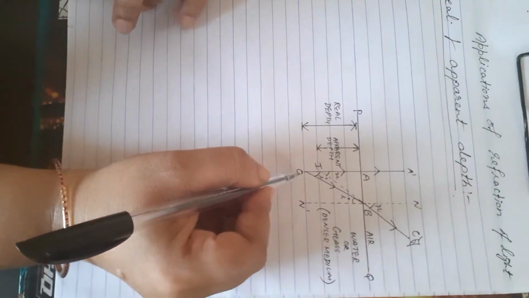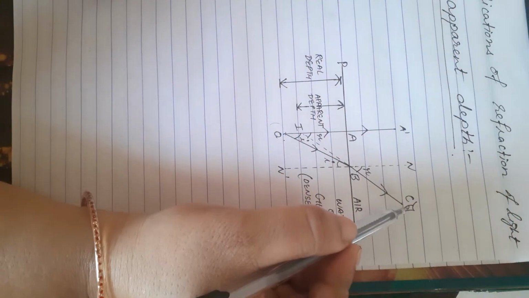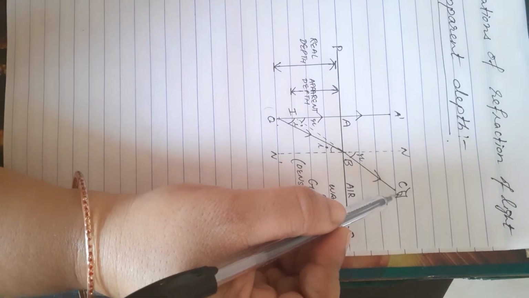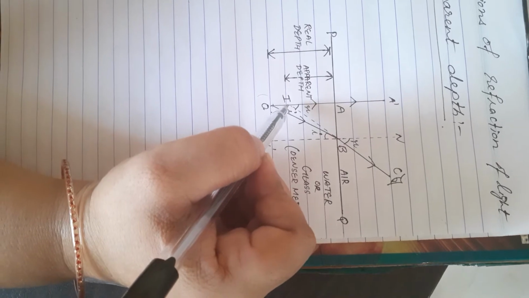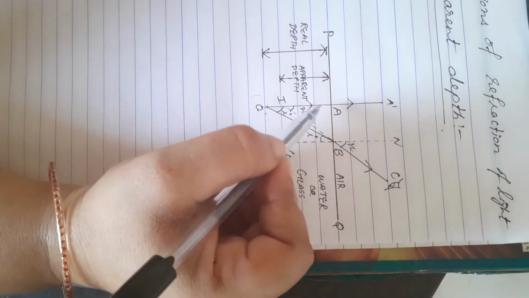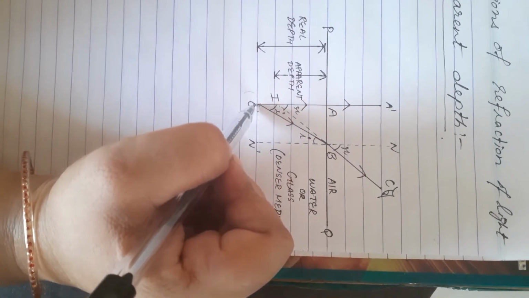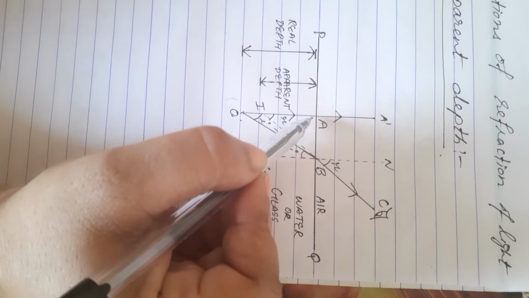Any object which is kept in the denser medium, but you see the eye is here and it is viewed through the rarer medium, what will happen? The object will appear to be raised up. Means to say its real depth will be more, but it appears to be shorter one.